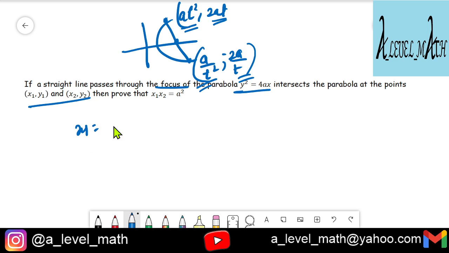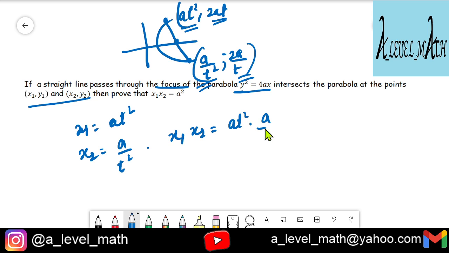My x1 will be equal to a t square and my x2 will be equal to a by t square. So what do I get on multiplying? x1 times x2 is equal to a t square times a by t square. T square cancels out, I get a square, and this is what we were asked to prove, that x1 times x2 is equal to a squared.